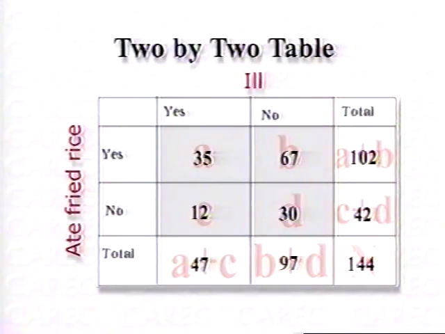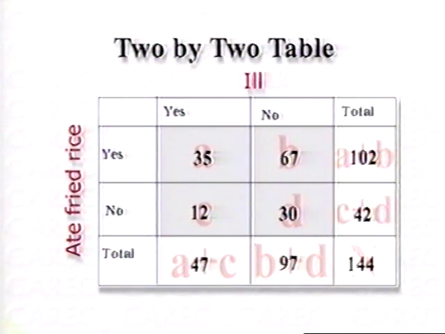The number of persons who ate fried rice and got ill was 35, shown in block A. The number of persons who ate fried rice and did not get ill is 67, shown in block B. The number of persons who did not eat fried rice and got ill is 12, shown in block C. And the number of people who did not eat fried rice and did not get ill is 30, shown in block D. So the total number of exposed persons, that is, those who ate fried rice, was 102. The total number who were not exposed, that is, who did not eat fried rice, was 42. The total number of persons who had the outcome, or got ill, was 47, and the total number who did not get ill was 97.